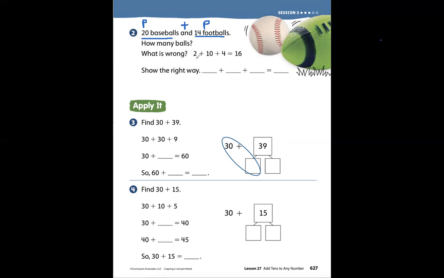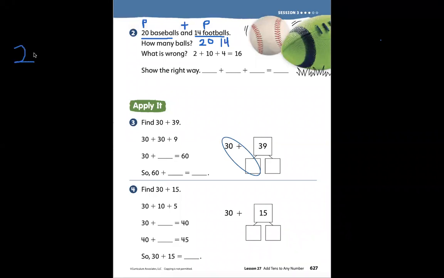Here it says 2. It took the numbers 20 and 14. They were wrong. It says, what is wrong? Here it says 2 plus 10 plus 4. Okay. If we take our numbers, I'm going to write it over here. You can write it on a whiteboard.